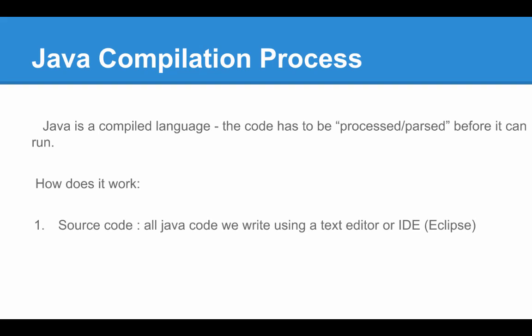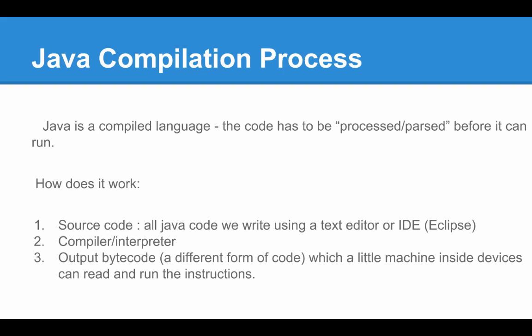Well, the first thing we do, of course, is write our Java code. We can use a text editor or an IDE, such as Eclipse. And when we hit run, what happens? The compiler takes that code and starts parsing it, looking for errors, and if there are no errors in our code, then it spits out bytecode. Bytecode is just a different form of code that machines can actually read, understand, and run those instructions.